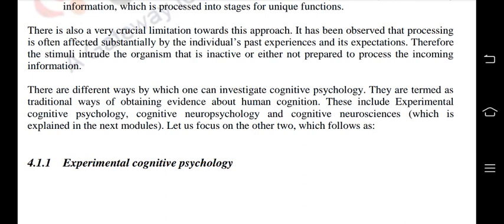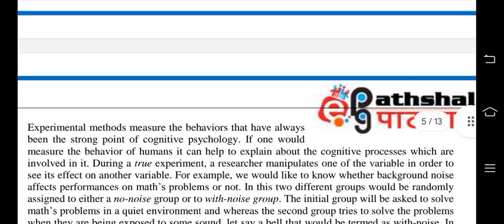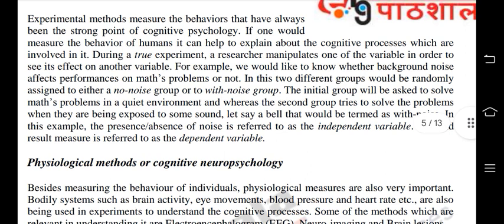These include experimental cognitive psychology, cognitive neuropsychology, and cognitive neuroscience, which is explained in the next module. Let us focus on the other two, which follows as experimental cognitive psychology. Experimental methods that measure behavior have always been the strong point of cognitive psychology. If one measures the behavior of humans, it can help to explain the cognitive processes involved in it.